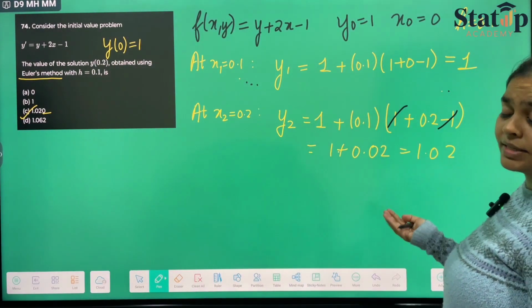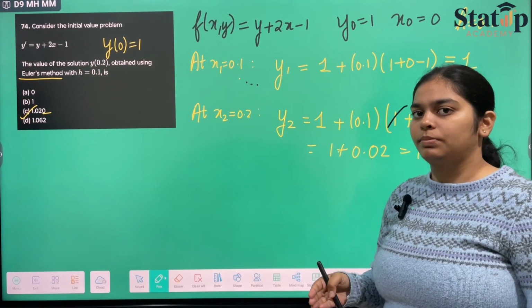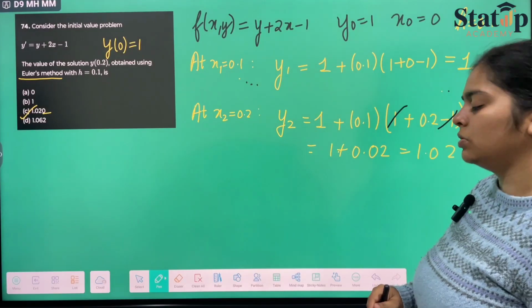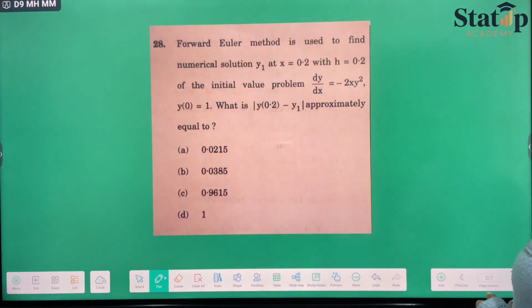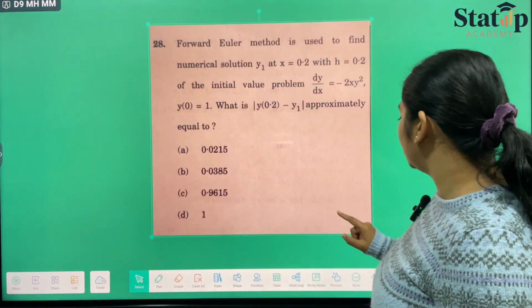So these kinds of easier questions have also been asked. The previous one which we did has also been asked, which requires more calculations, and direct formulas are also asked in the questions. Now let us move to this last question. I hope that you've noted it down.